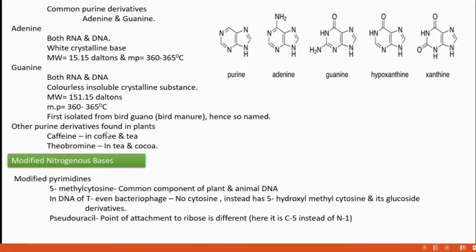Some other purine derivatives are also found. They are usually in plants. Caffeine: this caffeine is a purine derivative found in coffee and tea. Then theobromine is another derivative. This modified derivative is found in tea and cocoa.